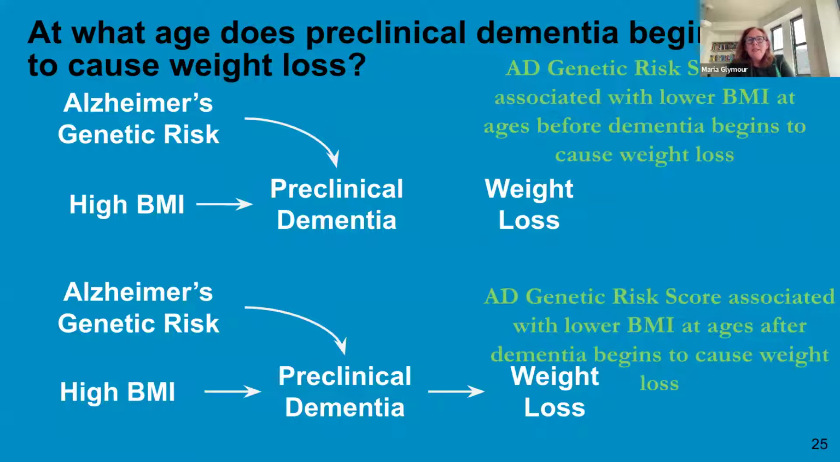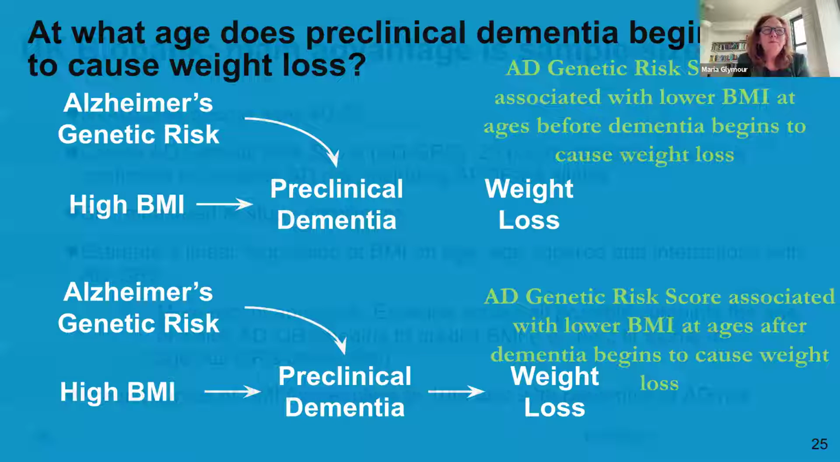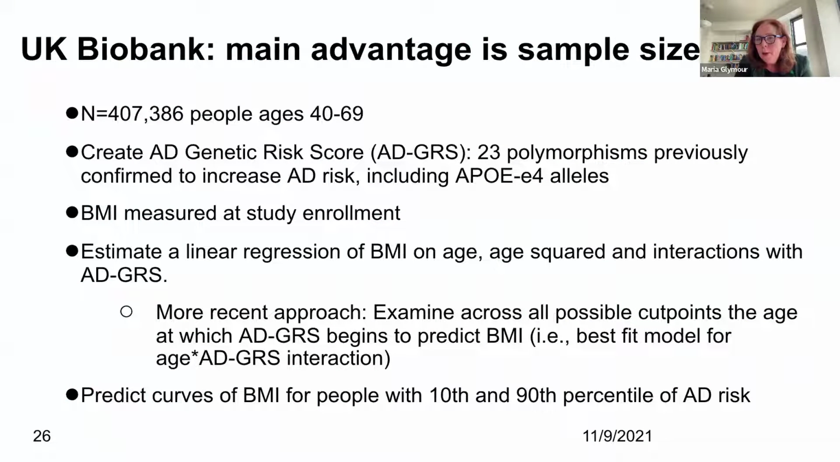So the idea here is to ask at what age the Alzheimer's disease genetic risk begins to be associated with weight. We used the UK Biobank to originally investigate this. The big advantage of the UK Biobank is that it's a very large sample, about 400,000 people. We have a genetic risk score for Alzheimer's, which is actually pretty strong. Mostly there's one allele that's very strong and then a bunch of other alleles that are small, but together strongly relate to Alzheimer's disease. Body mass index was measured at study enrollment.